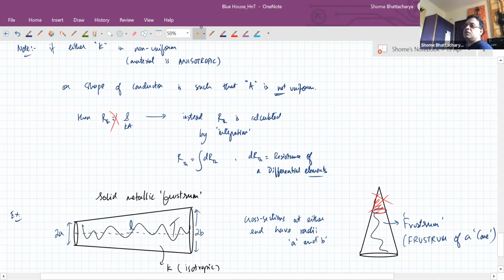So we have to find the thermal resistance of this frustum for heat flowing from one face to the other face, or from one end to the other end. We have to find the thermal resistance for heat flow across the axis, from one face to the other.